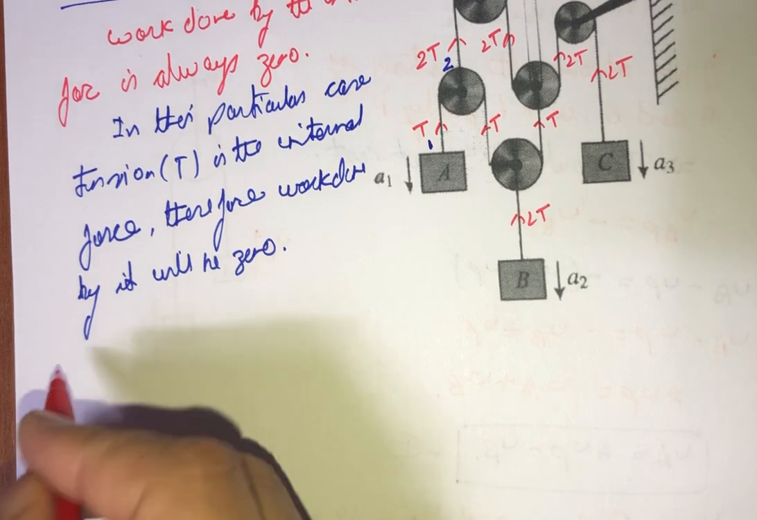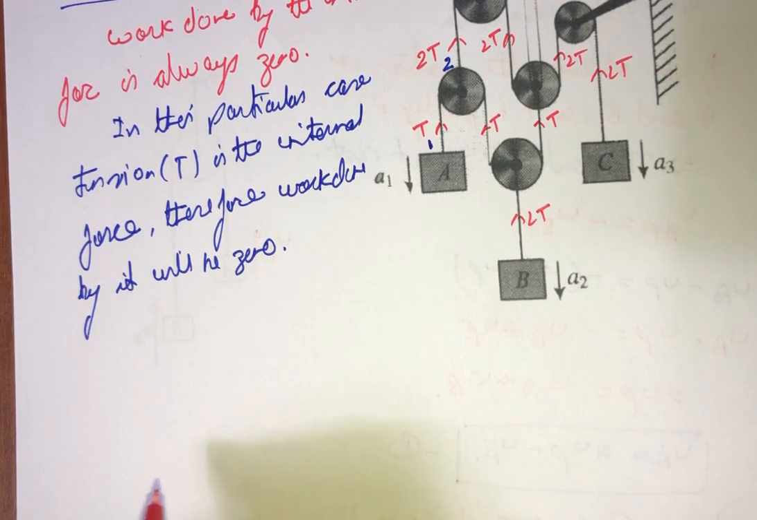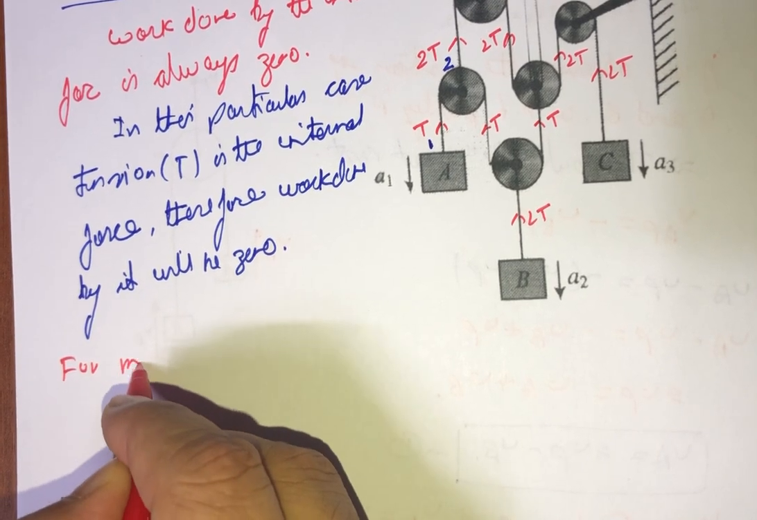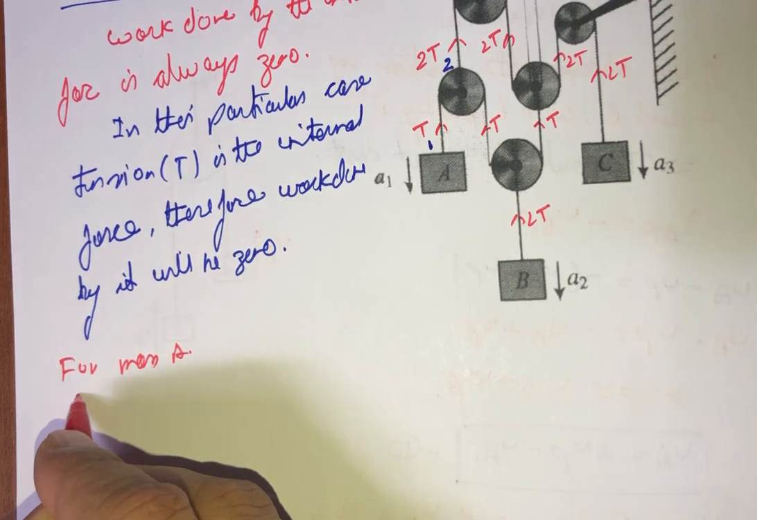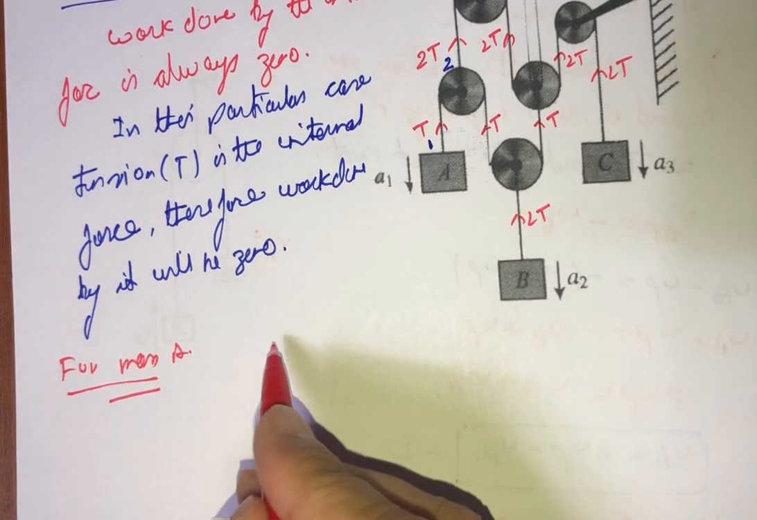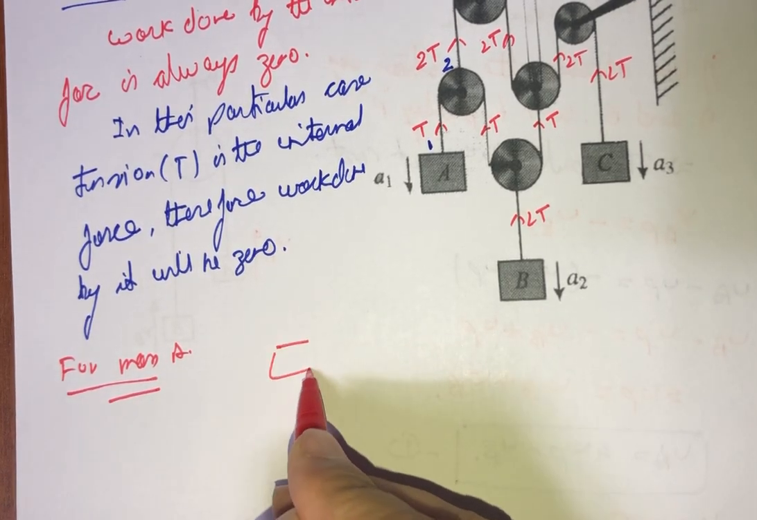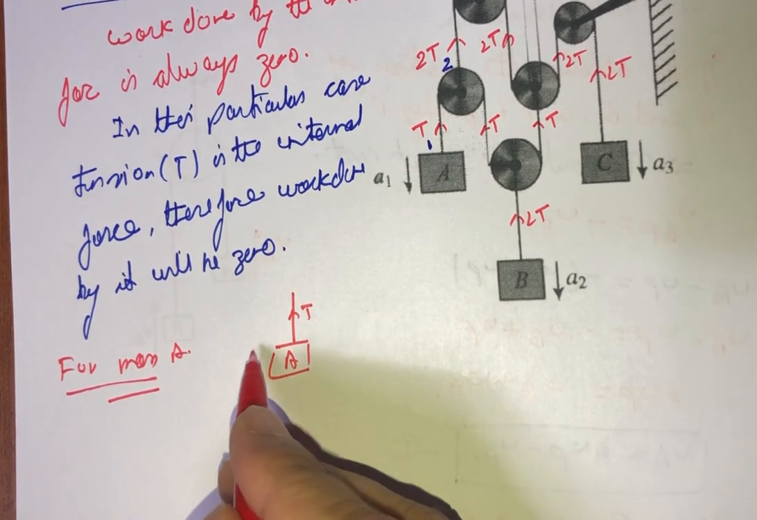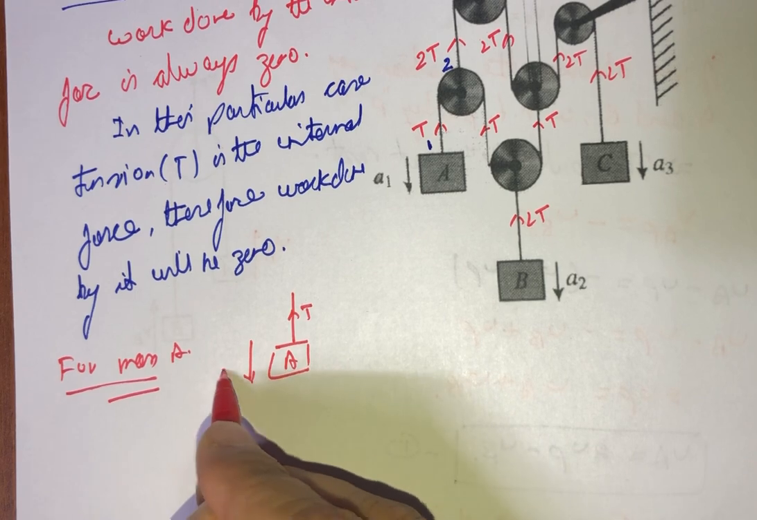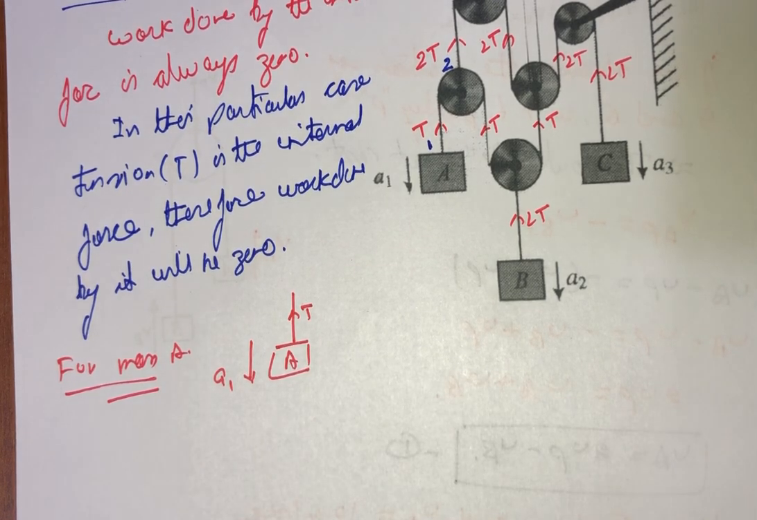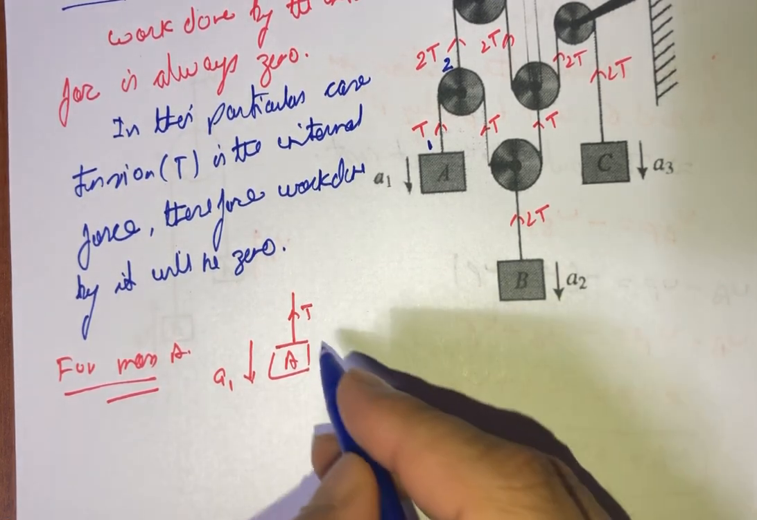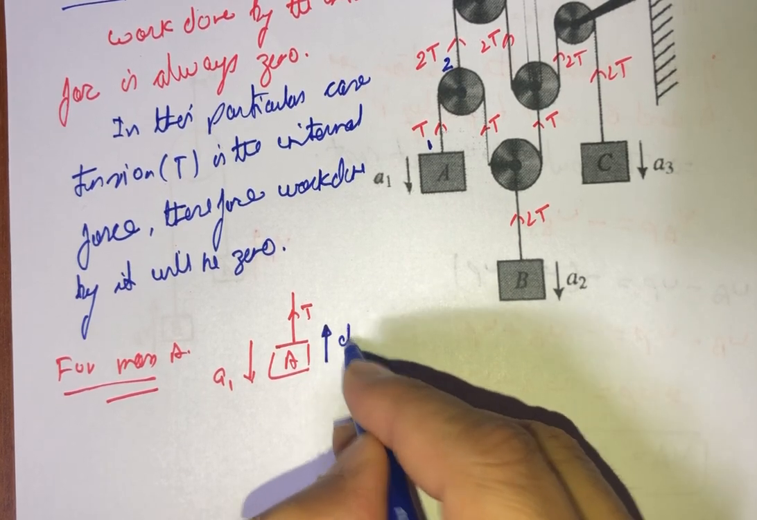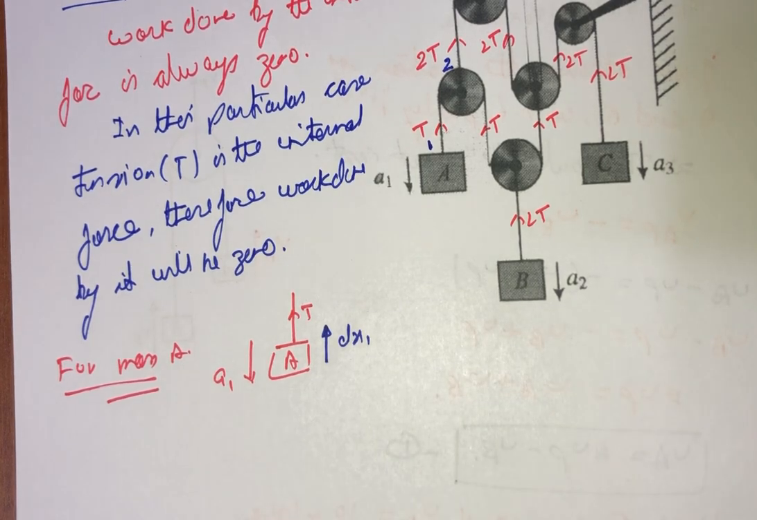Now we consider each mass individually. For mass A, it is having tension T in the upward direction and acceleration a1 in the downward direction, and we assume that there is a marginal change in the distance, which is called dx1.